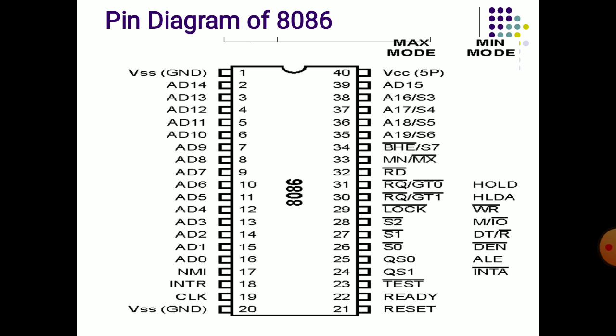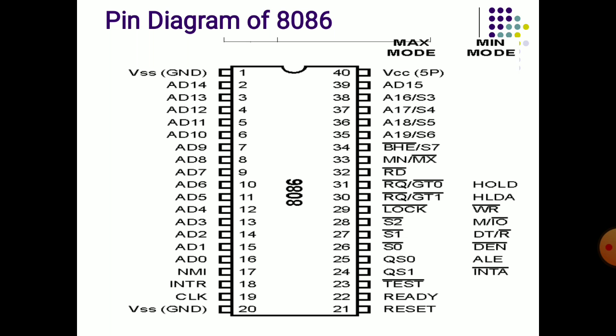If S2 is equal to 0, S1 is equal to 0, and S0 is equal to 1, read IO port. If it is 001, that means read IO port. If it is 010, that means write IO port. That is S2 S1 S0. You just make the combinations. So if it is 011, that is S2 is 0, S1 is 1 and S0 is 1, it means halt the operation.